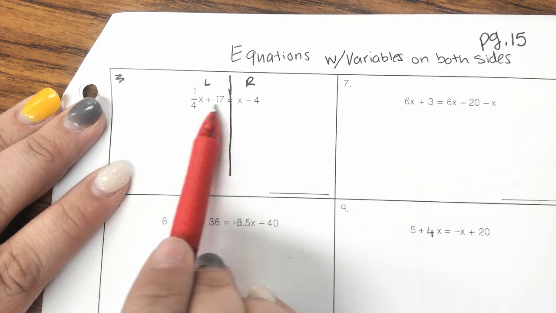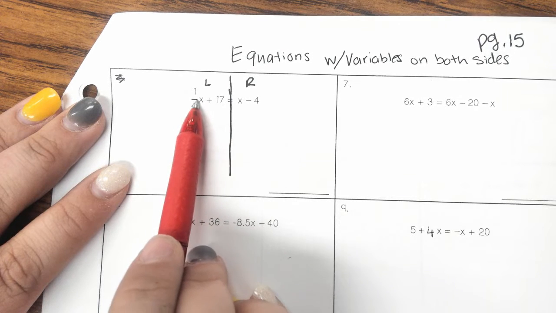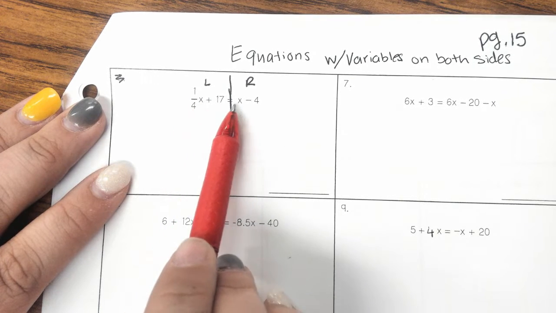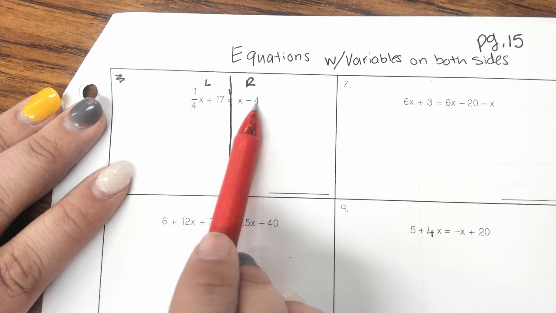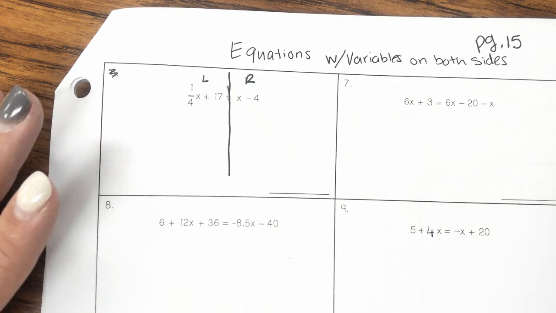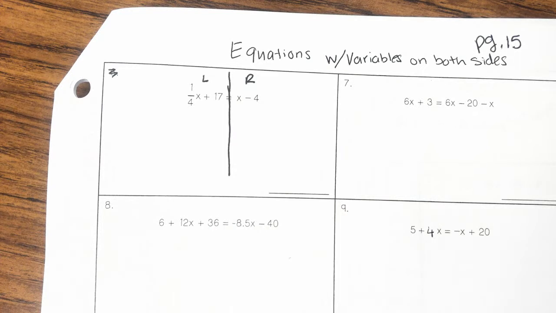1/4 x does not combine with 17 though. This has x's and this is a constant. Again, on the right side I have variables and I have constants, and those don't combine. So the first step is actually already done for us, which means the next step we can get started on. The second step is to collect our variables on one side of the equation.